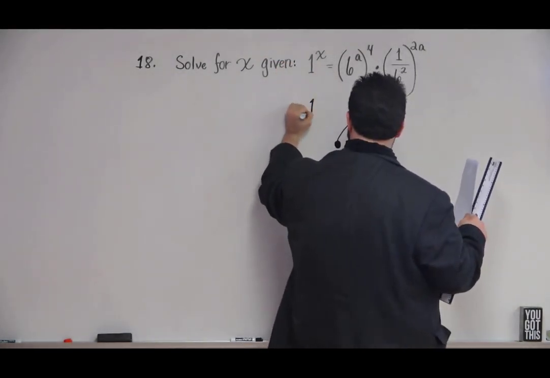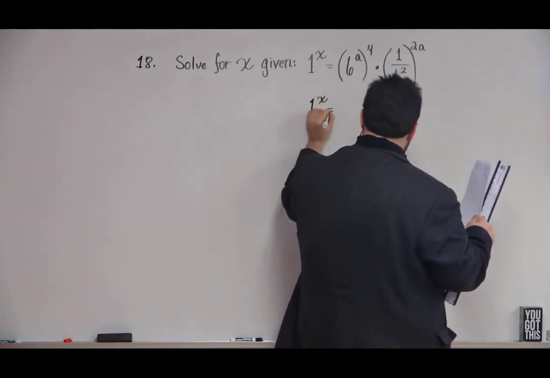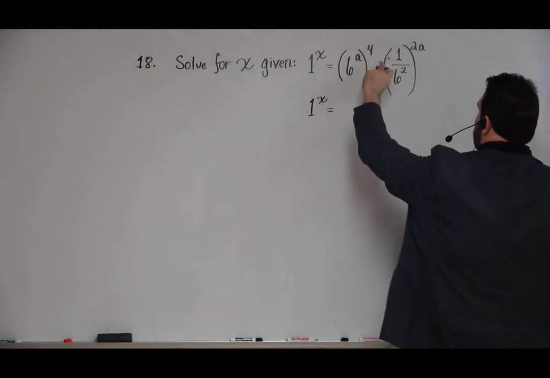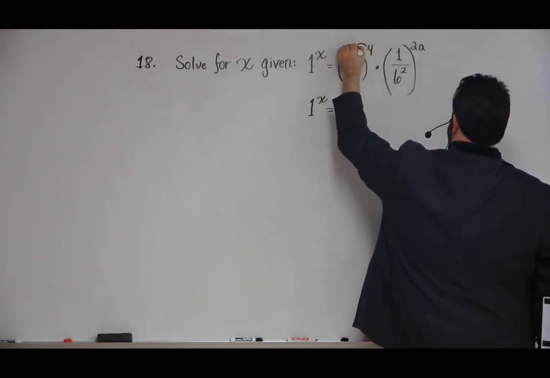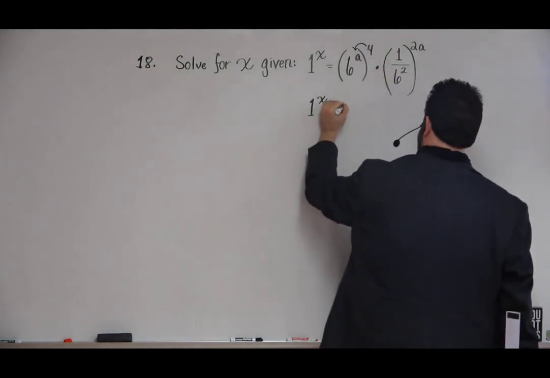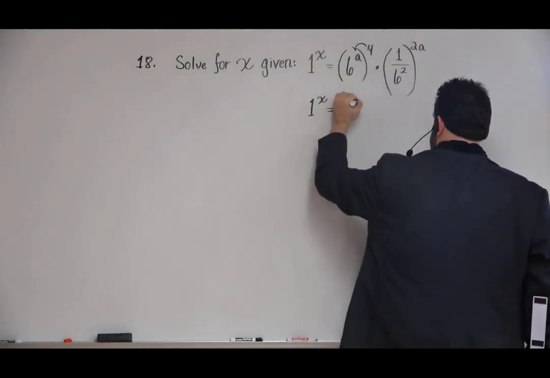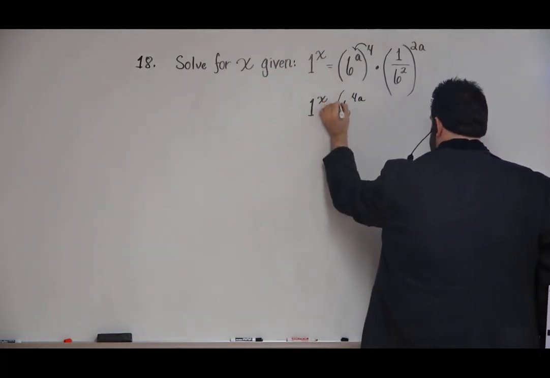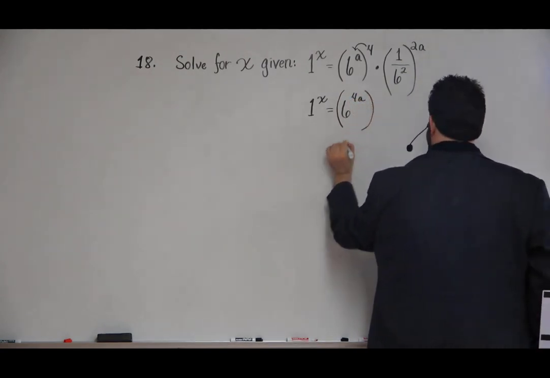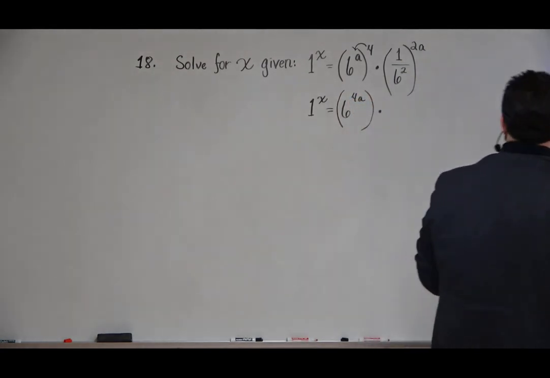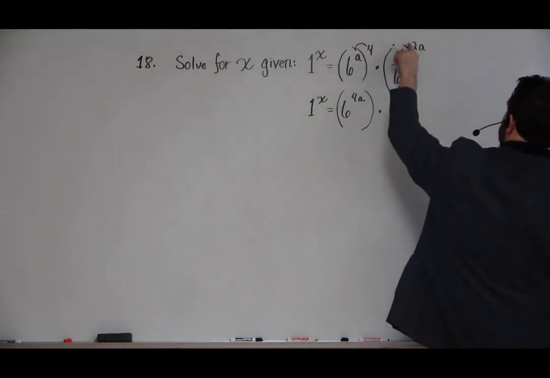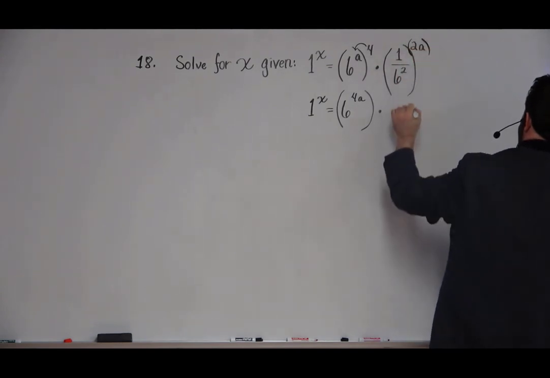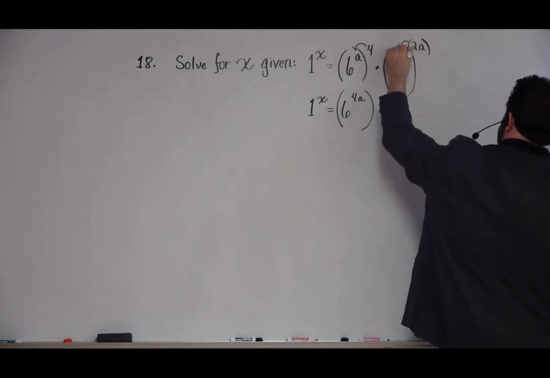We've got 1 to the power of x equals. Now, just remember, we're going to take this one piece at a time. We're going to remember our power rule and multiply that 4 times that a. So we write the base, 6 raised to the power of 4 times a, which is just 4a. Let's put that in parentheses so we don't mix it up with what's coming next.